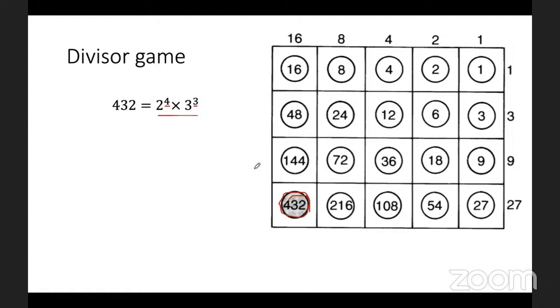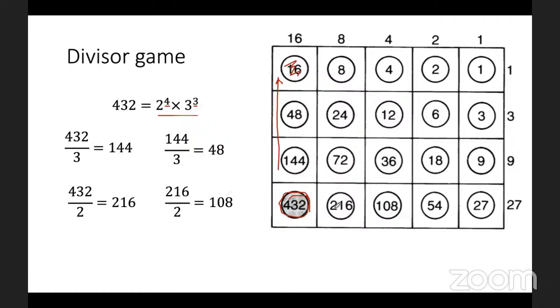And what you do is fill the board in this fashion. So you keep dividing by 3 to go this way till you get something that's just a factor of 2 right here. And in the same way, you go the other direction, keeping on dividing by 2, until you get to a number that only has 3's in it, all right? That's a power of 3. I mean, 2 and 3 in this specific example, but whatever the prime factorization is.